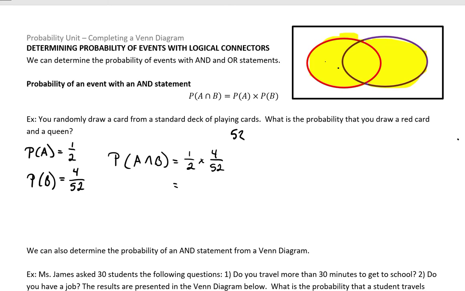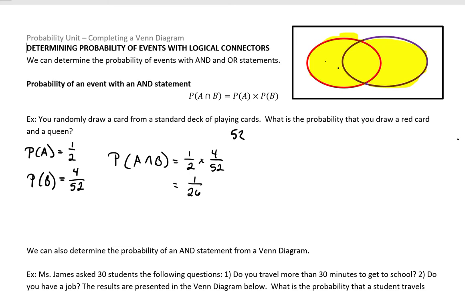And we would see that the probability of A and B is 1/26. Okay. Now, I said there were 2 ways to think about this, and it's just due to the nature of the question. We can double check to see if this is making sense, right?